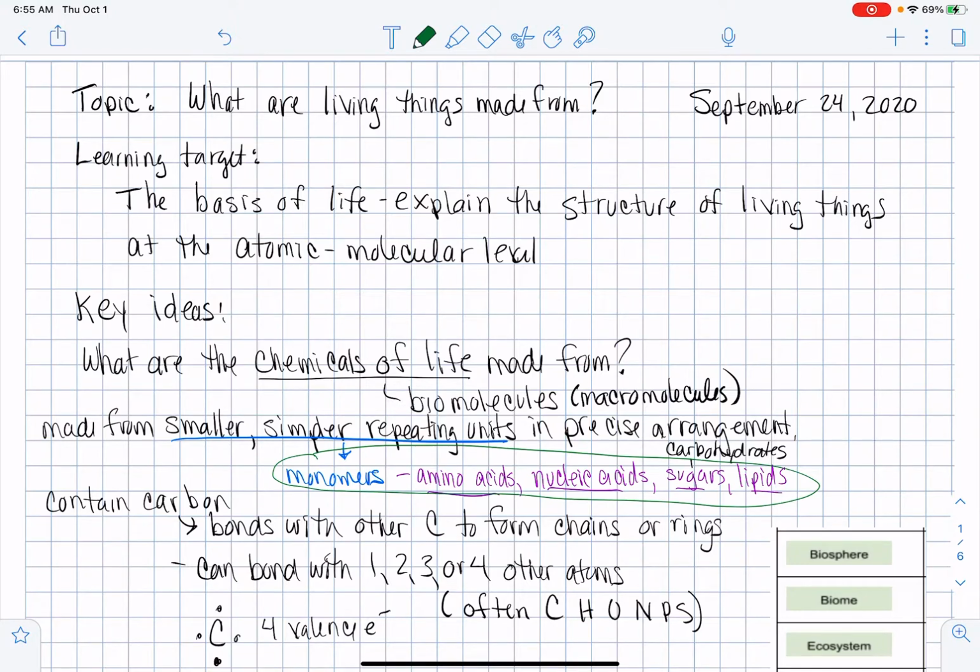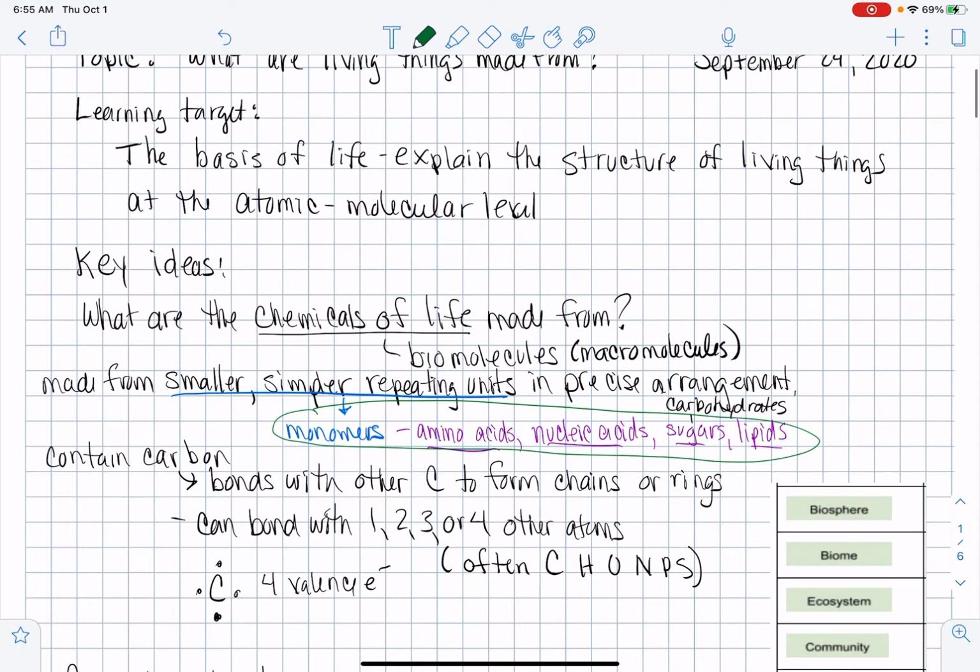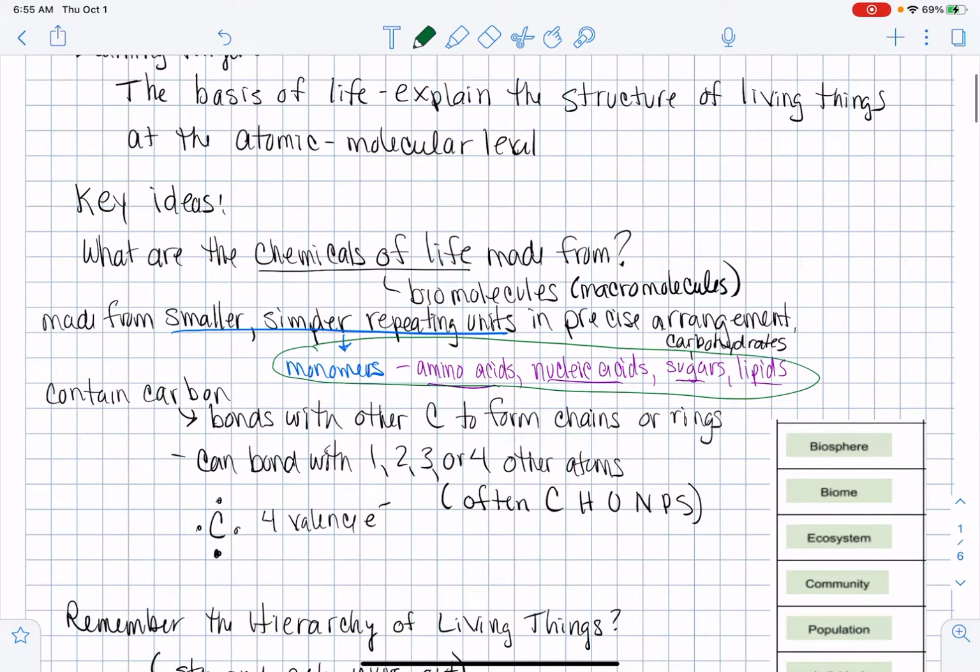So the learning target here is to explain the structure of living things at the atomic molecular level. So we're going to start from the very ground up with living things and build until we get to the whole biosphere from your hierarchy. So a big idea here is the chemicals of life. What are they made out of?